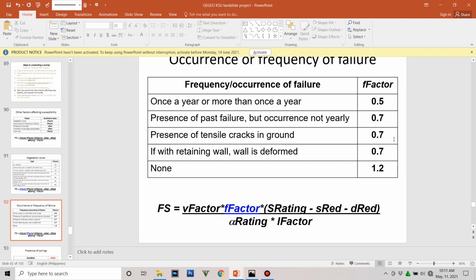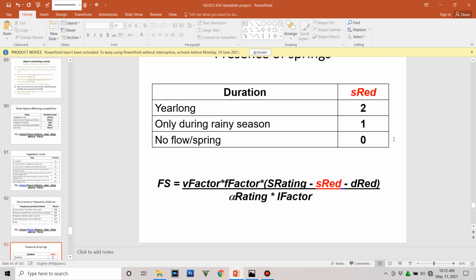So it will also increase the factor of safety. Meaning, there is no trace of failure. Meaning, intact pa rin yung slope mo. Hence, your factor will be 1.2, or that is a 20% increase on the factor of safety.